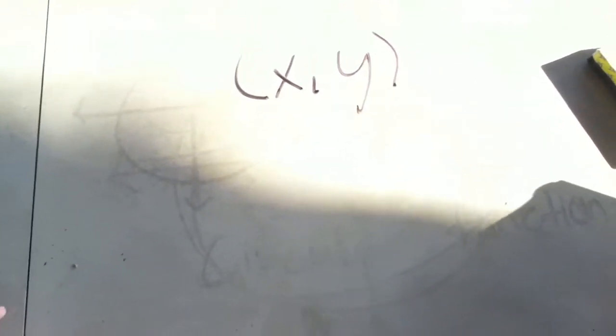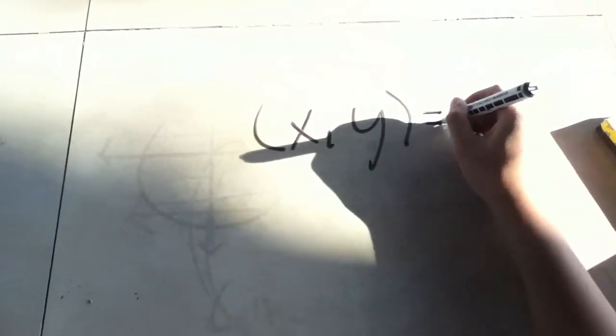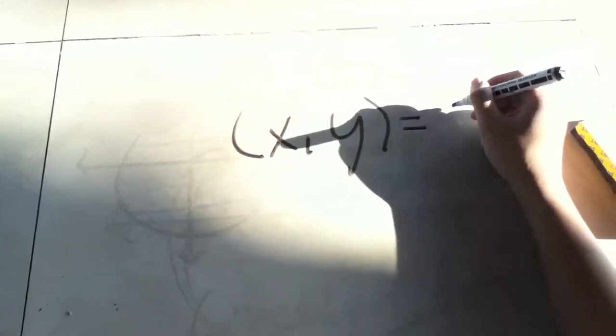Thus, (x, y), which is also the unit circle, is equal to (cosine theta, sine theta).